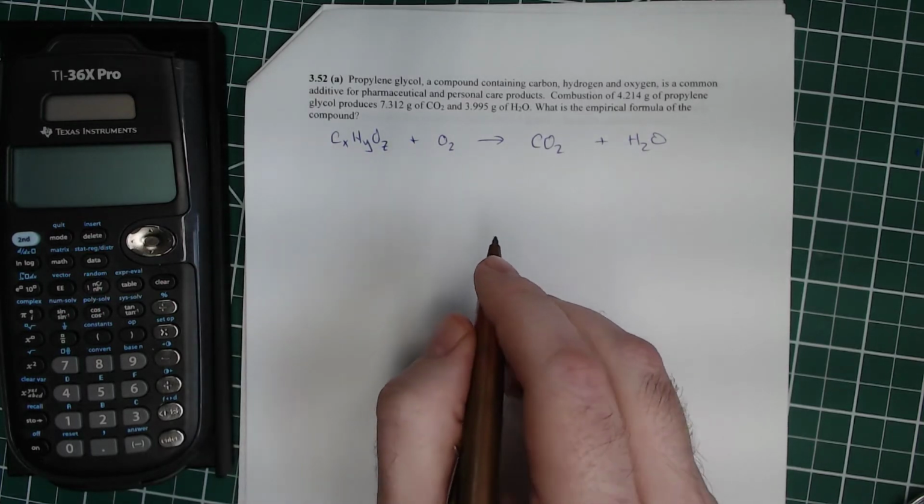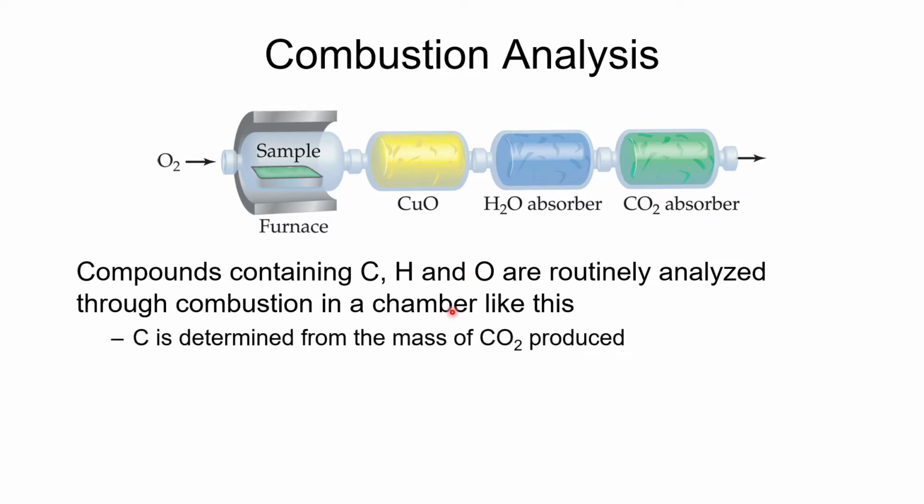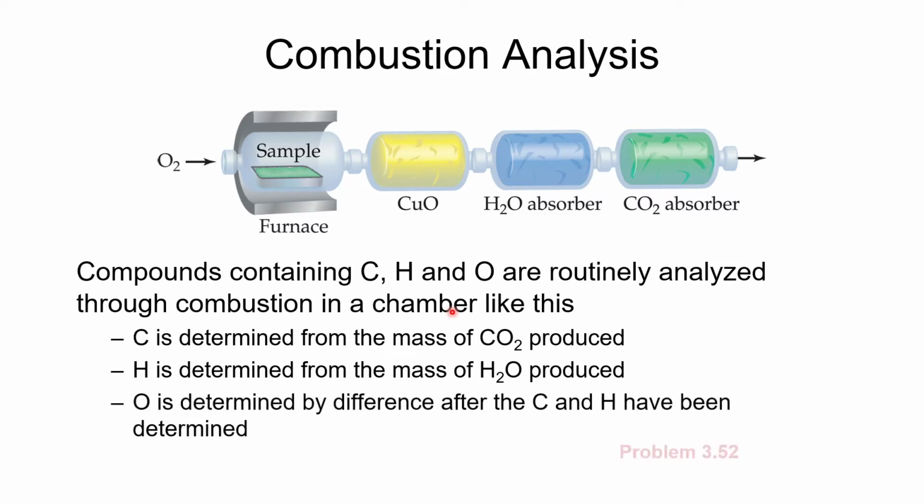All right. So let's go back and look at the combustion analysis page here. So we're going to determine, as I mentioned a second ago, the carbon from the mass of the carbon dioxide that was produced. We'll determine the hydrogen from the mass of the water that was produced. Unfortunately, since oxygen is in everything, we'll have to kind of work backwards to get the amount of oxygen that was originally in our compound.